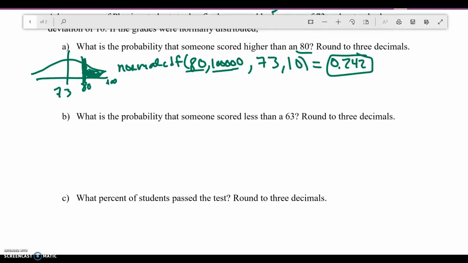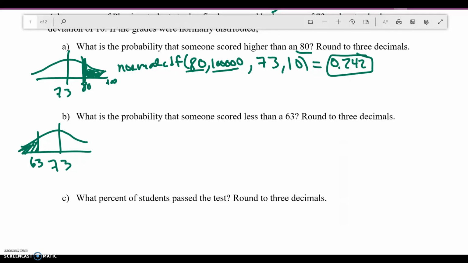What is the probability that someone scored less than a 63? We still know that this is going to be 73, and that's our mean. Less than 63, 63 is around here. So we want to figure out what that area is.